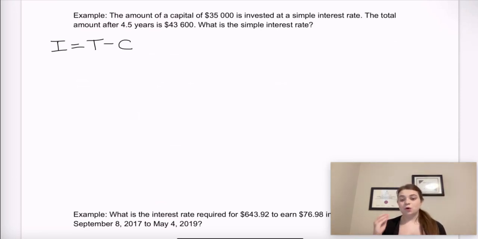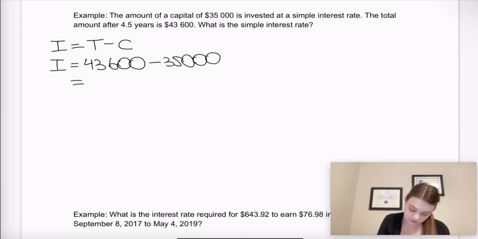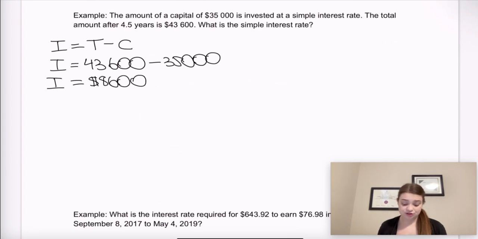Because before we said that the total amount of money overall is equal to the principal or capital plus the interest. So if we do a simple rearranging of the equation, we get this equation. The interest accrued here would be $43,600 minus $35,000, because everything that's in the account is either interest or principal. The principal is 35,000 of that, so the other 8,600 must be interest.